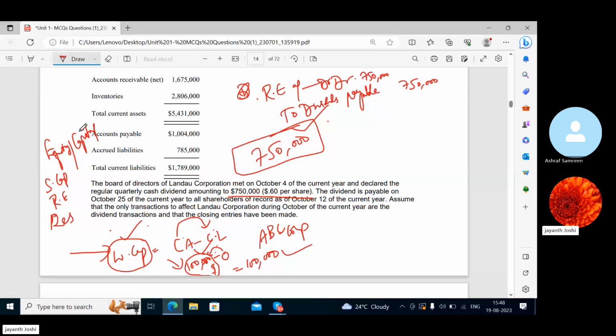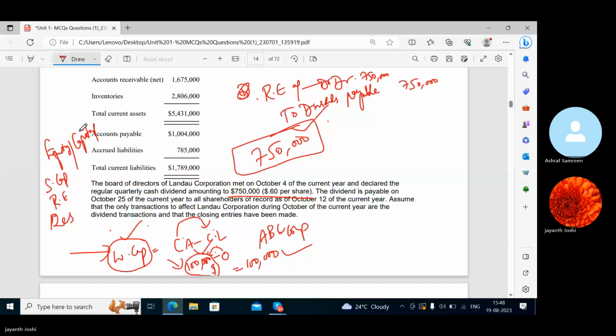For example, Alex started business with capital of $100,000. What is the journal entry for that? The journal entry is cash account debit to Alex capital account, right? So capital is always credit. It shows a credit balance. But when you declare dividends, what will happen?